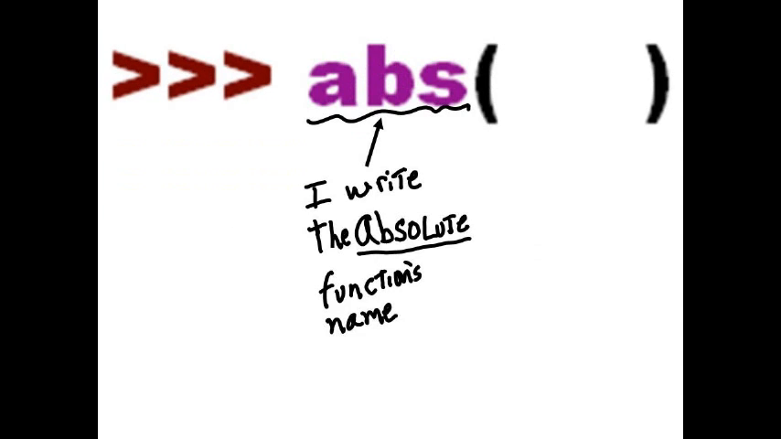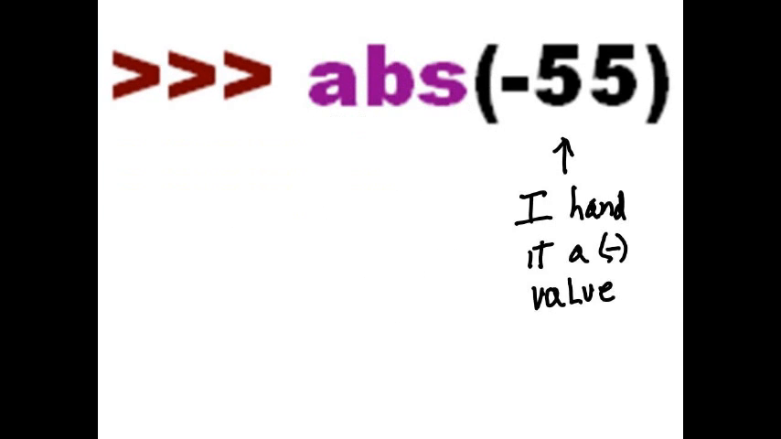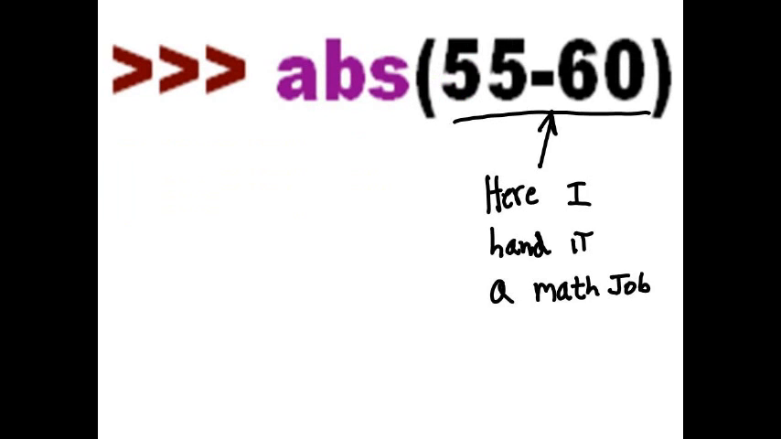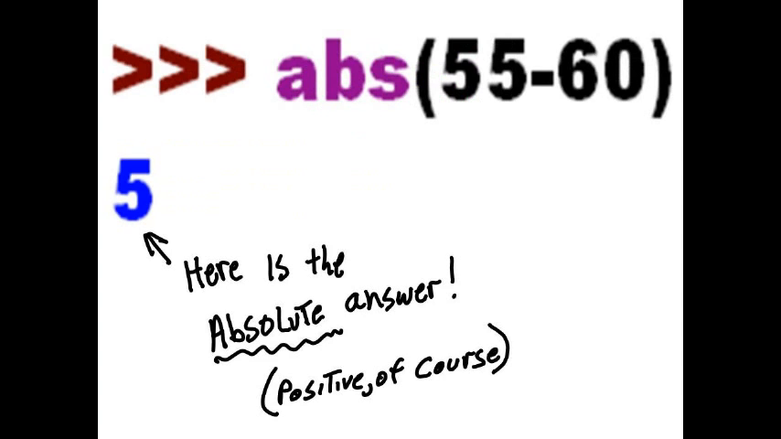I write the absolute function's name. I hand it a negative value, negative 55. It comes back positive. Here I hand it a math job, 55 minus 60. Here is the absolute answer, positive, of course.